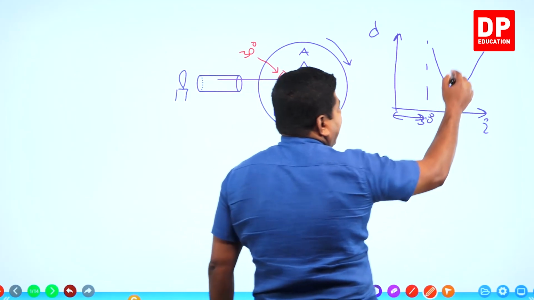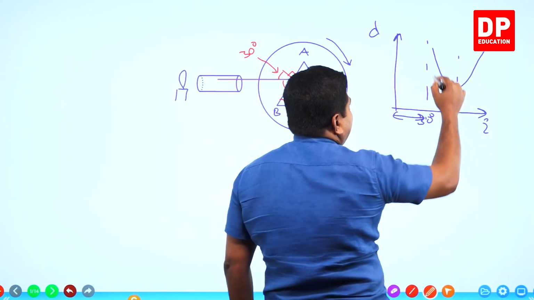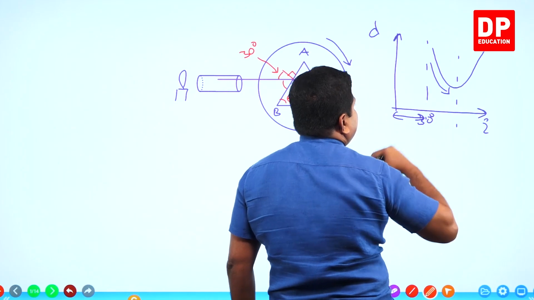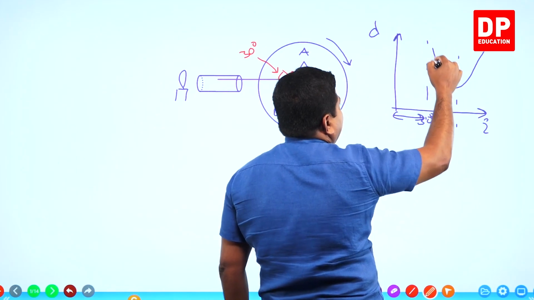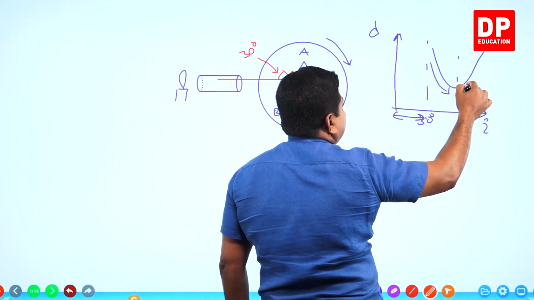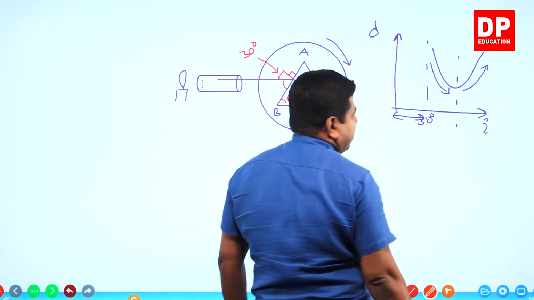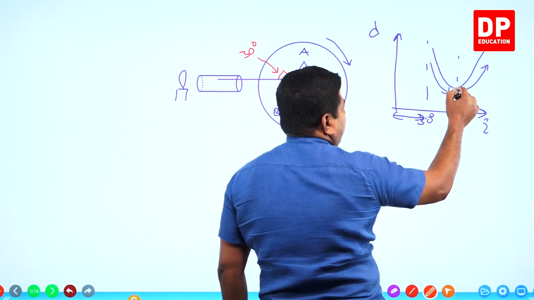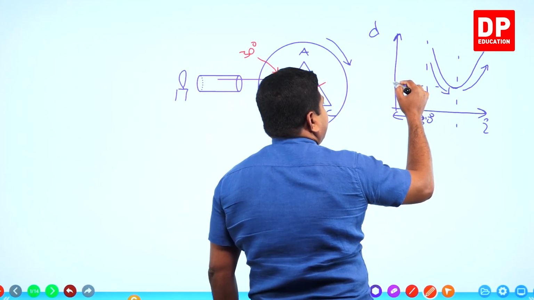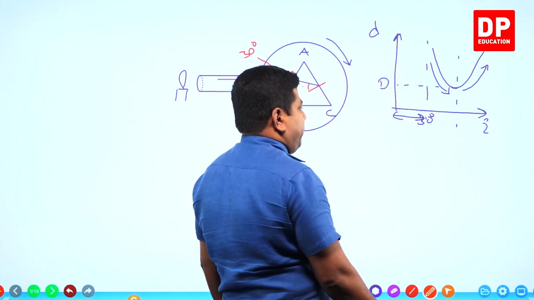You know, when the incident angle increases gradually, what will happen? Our deviation decreases. It reaches a minimum point and again it increases. All we want is this point, at which the deviation is minimum. This is what we want to find.